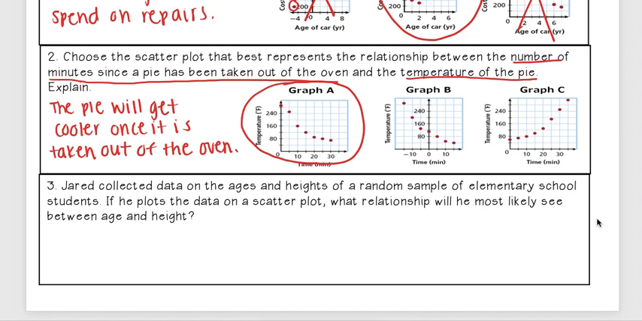So the answer you should have gotten here was graph A. Immediately looking at it, I could take out graph B because again, I can't have negative minutes in the oven. Then I had to determine, as time goes on that the pie is out of the oven, is the temperature of the pie going to get hotter or is it going to get cooler? Well, the longer a pie is out of the oven, the colder it's going to get as it sits out. And so that is represented in graph A.